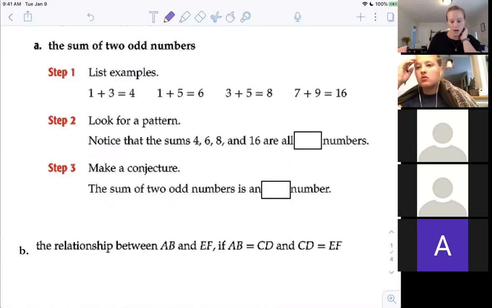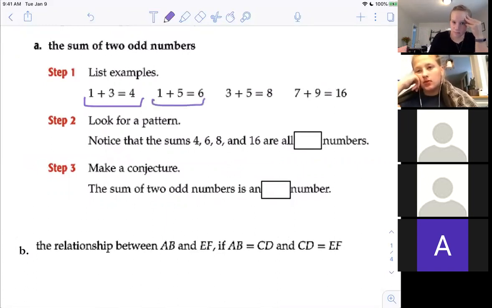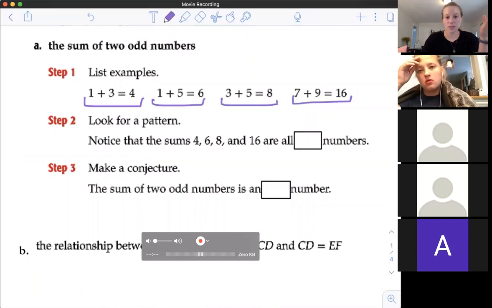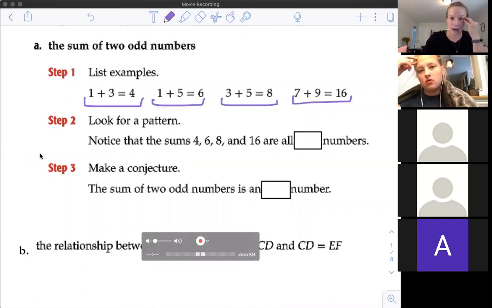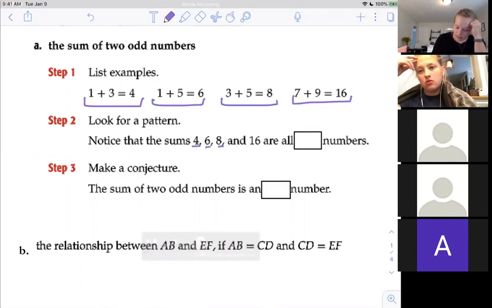So sum of 2 odd numbers, I've got 1 plus 3 equals 4. I'm just doing some examples. Okay, 1 plus 3 is 4, cool. 1 plus 5 is 6. Okay, seems fine. 3 plus 5 is 8, and 9 plus 7 is 16. We don't need to do every single odd number added in the whole world. We just need to do enough to make an educated guess. My educated guess now is looking at a pattern. I see 4, 6, 8, and 16.